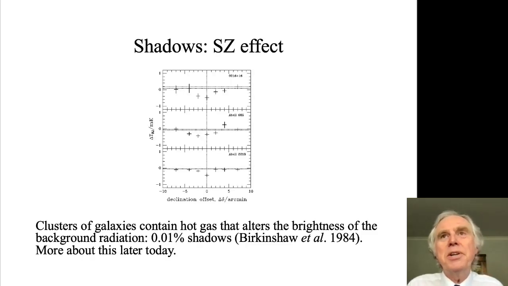Now, shadows in the radiation field have been known about for about 40 years. They're the Sunyaev-Zel'dovich effect, which I'll be talking about later today. And in brief, clusters of galaxies contain hot gas, and the passage of radiation through that hot gas slightly alters the brightness of the background radiation. Effectively, this is the same process of scattering of the radiation that happens to make the radiation thermal in the first place. But here it's a different gas field that the radiation is passing through than it originated in. So the behavior is a bit different.